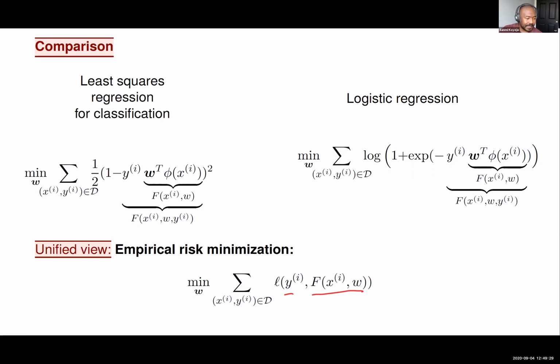Empirical because we're using average over data. Risk because we're minimizing a loss, and average loss is called a risk. And minimization because in all these settings, we're minimizing to find a good parameter setting. So this is the notion of the way that we're going to be using for solving different kinds of machine learning problems. We'll often try to rewrite them as some kind of empirical risk minimization problem.